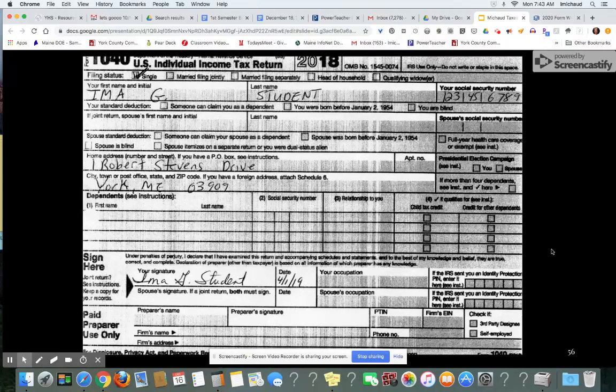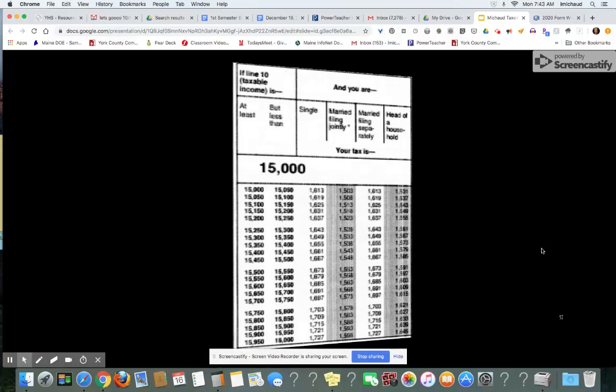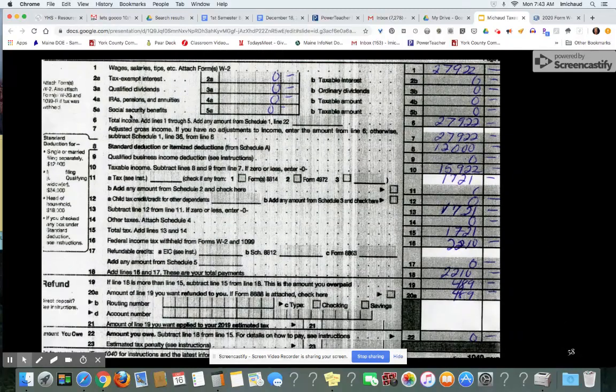Okay, so time to move on to the next section. In line number 1, this is where you put the wages, salaries, and tips from Form W-2. So that amount is $27,922. 2A is 0, 3A is 0, 4A is 0, and 5A is 0. Line 6 asks you to add up lines 1 through 5, so that ends up being $27,922.